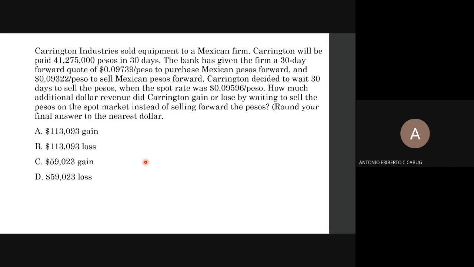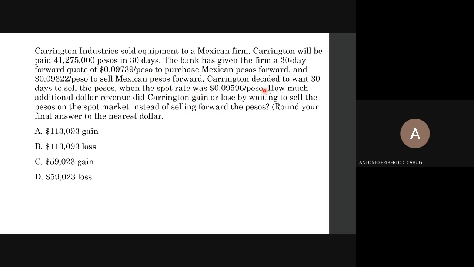Okay, everyone, please answer. Carrington Industries sold equipment to a Mexican firm. Carrington will be paid 41,275,000 pesos in 30 days. The bank has given the firm a 30-day forward quote of $0.0979 per peso to purchase the Mexican pesos forward, and $0.09322 per peso to sell the Mexican pesos forward.